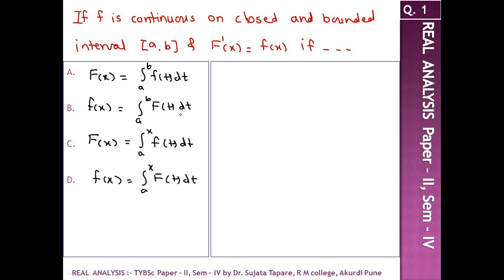If f is continuous on the closed and bounded interval [a, b] and F dash of x is equal to f of x, directly use over here the first fundamental theorem of calculus, and using it we have option C, F of x is equal to the integral from a to x of f of t dt. So the answer is C.